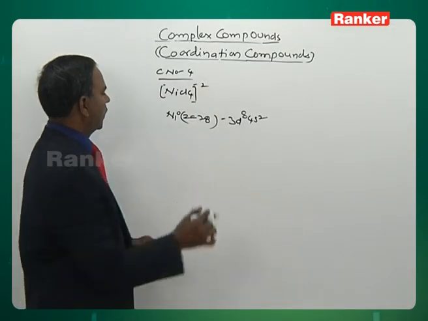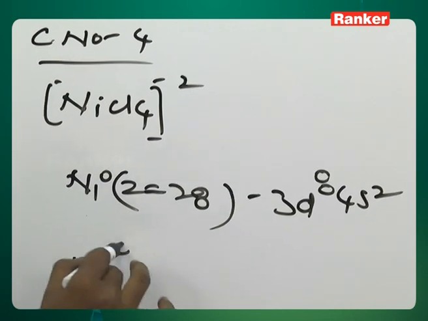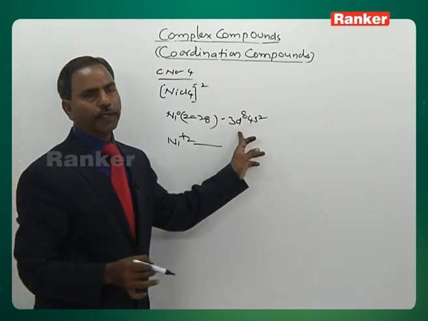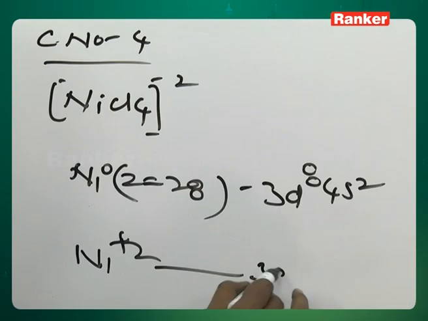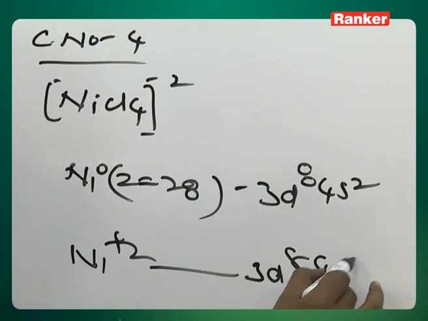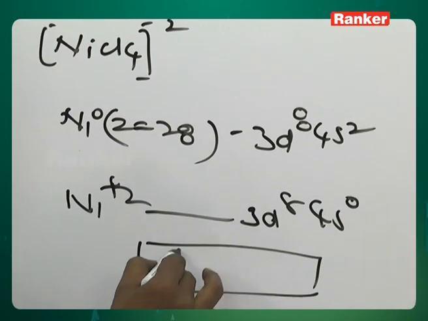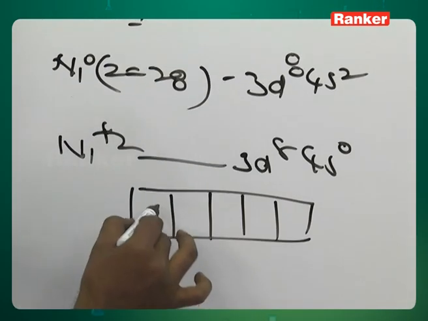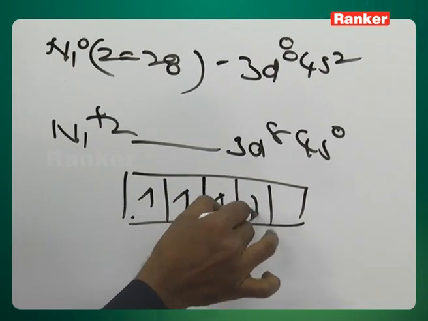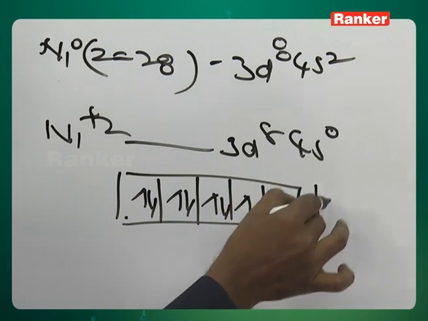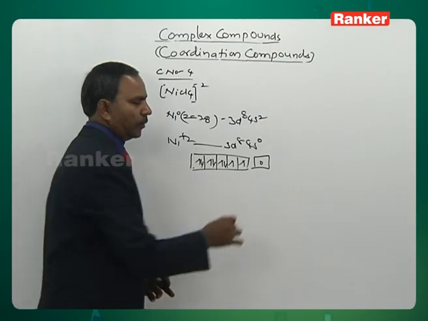What is the oxidation number? See, nickel is in the +2 oxidation state. The remaining configuration is 3d8 4s0. Now, the arrangement of electrons in d orbitals, check it. Now, 1, 2, 3, 4, 5, 6, 7, 8. This is the arrangement of electrons.